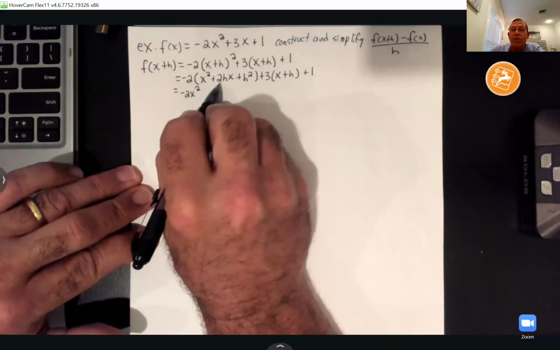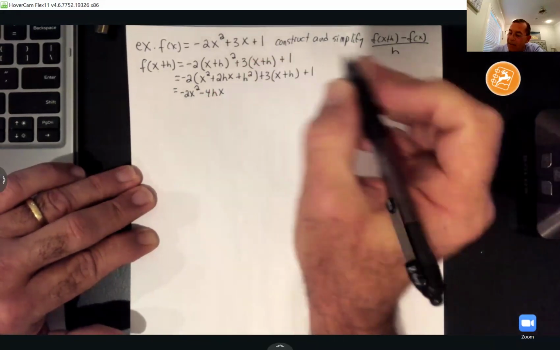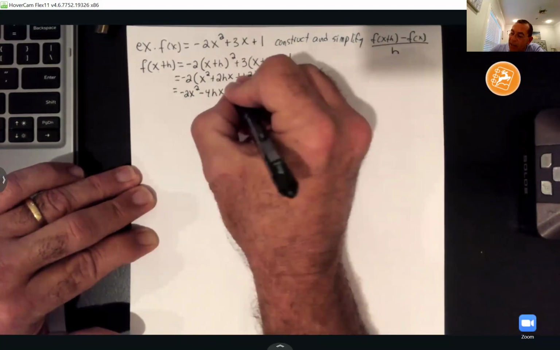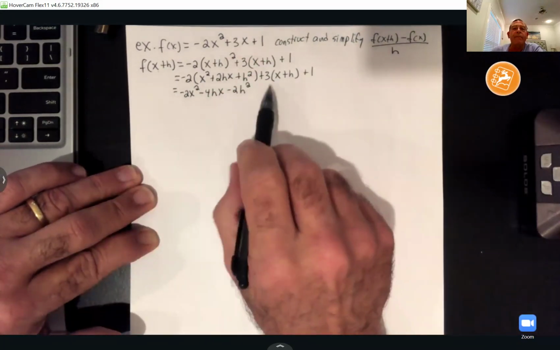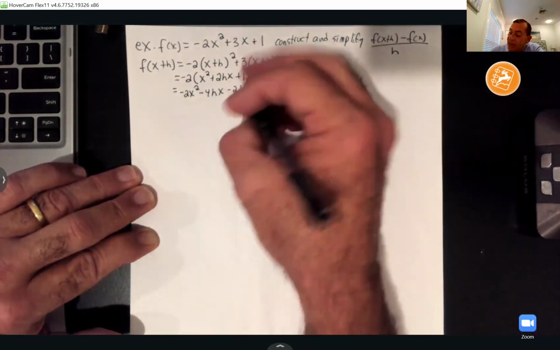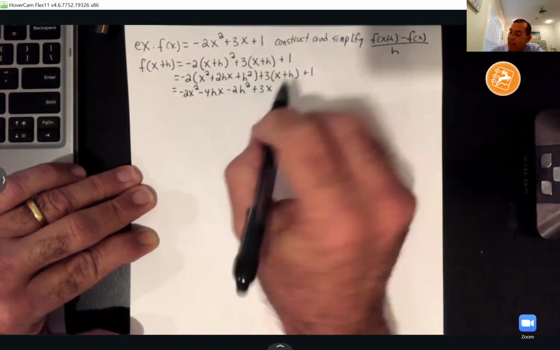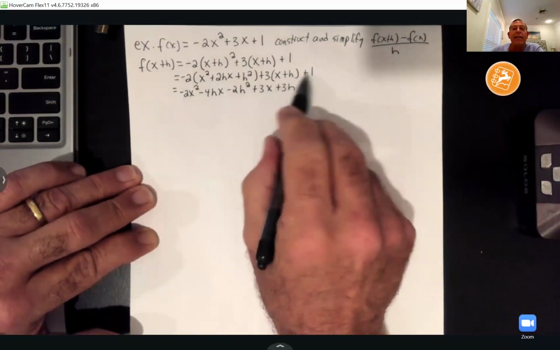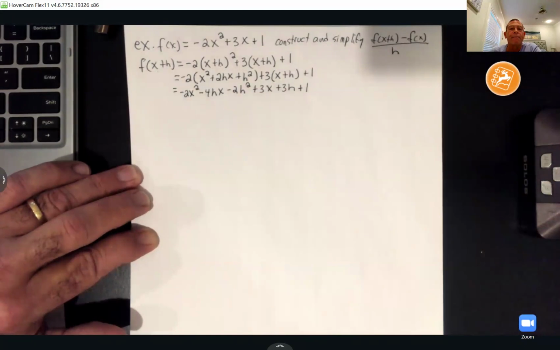Negative 2 times 2 gives me a negative 4hx. Negative 2 times h squared is a negative 2h squared. Now I distribute my 3. 3 times x is 3x. 3 times h is 3h. And then at the end, I bring down my plus 1.